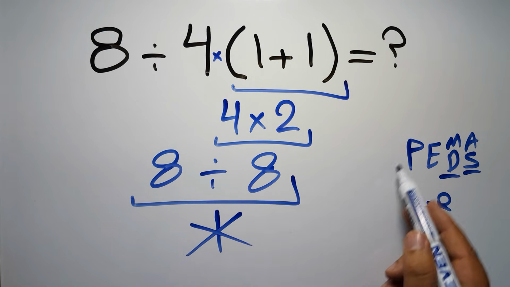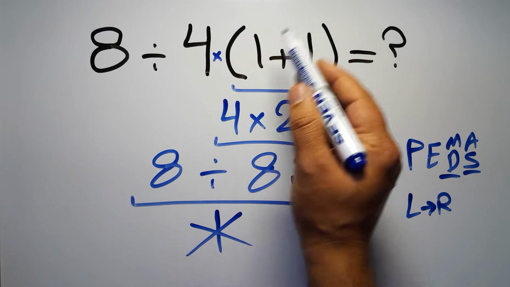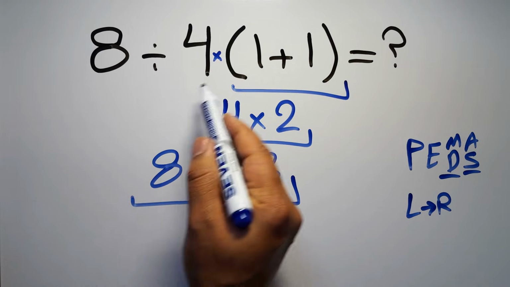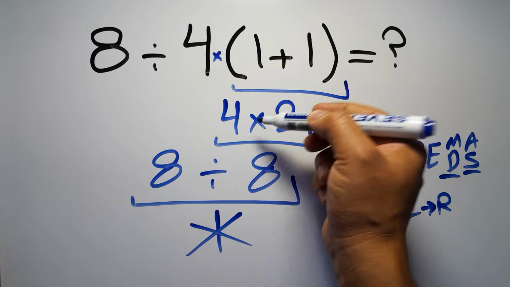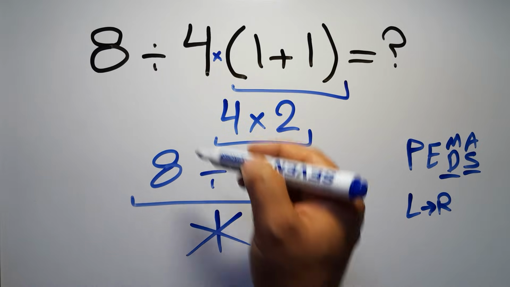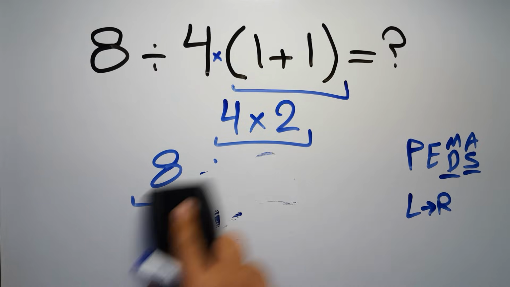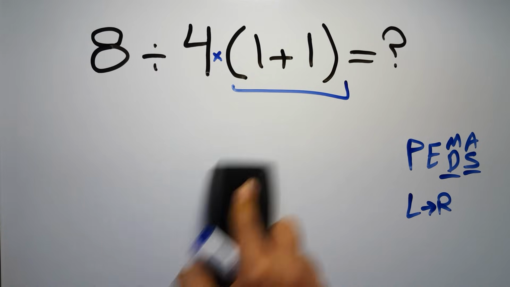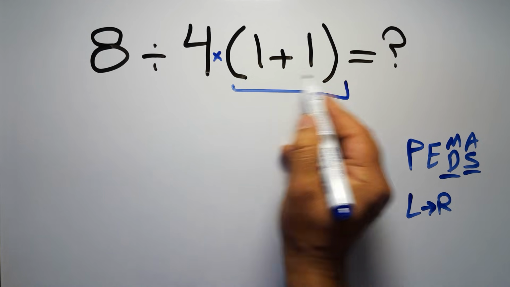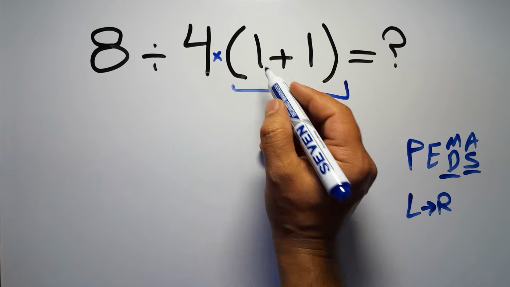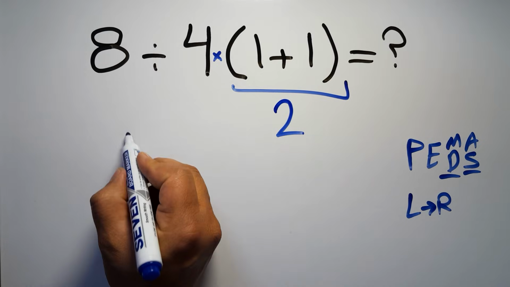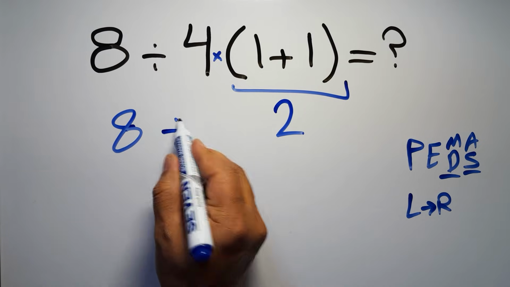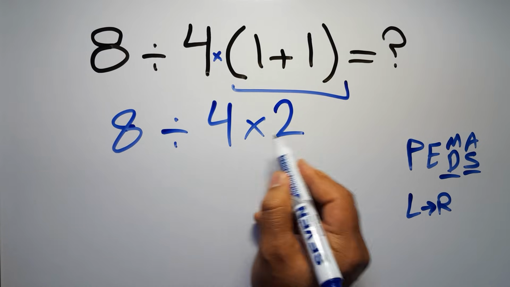Okay, so according to the PEMDAS, first we have to do this parenthesis, then this division, and finally this multiplication. If we do this multiplication before this division, it is wrong. So first this parenthesis. Inside this parenthesis, we have 1 plus 1, which equals 2. So 8 divided by 4, then times 2.